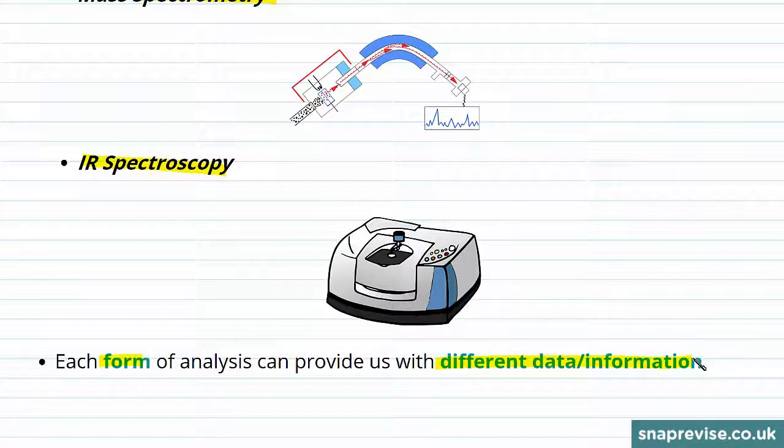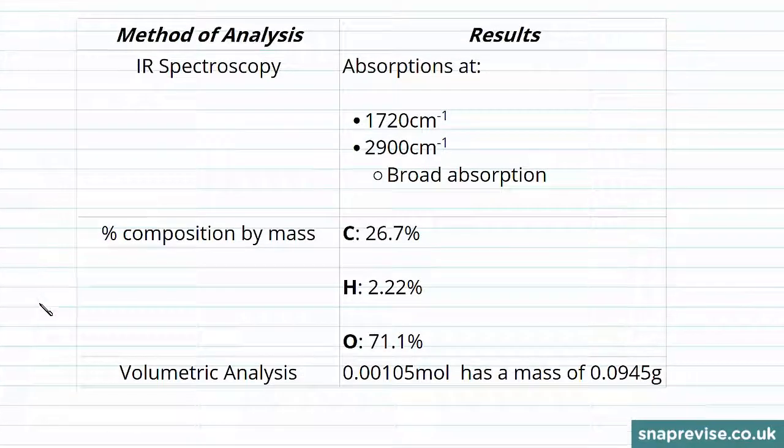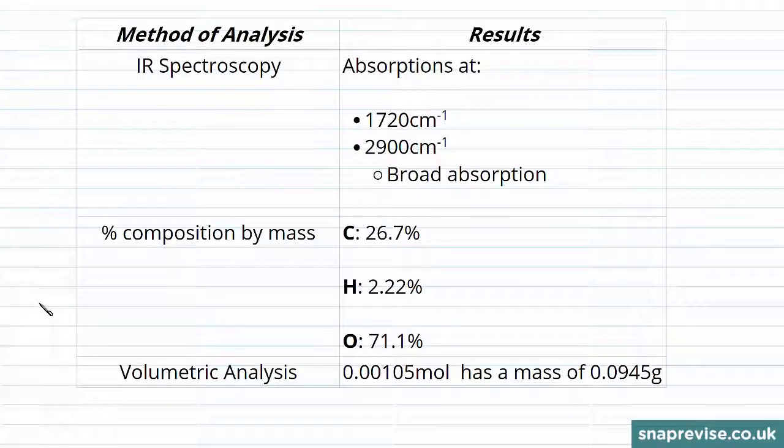So let's take a look at an example so we can see what exactly we mean by this. We've got an unknown compound and we're given the results of multiple different types of analysis. We're given the results of IR spectroscopy, percentage composition by mass, and volumetric analysis. Looking at the results of each of these different methods of analysis in turn, we can see what we can deduce about the structure of our unknown compound.